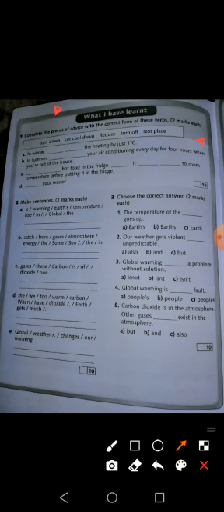Open your activity book, page 22. Here we have What I Have Learned during this unit, okay? So exercise number 1, complete the pieces of advice with the correct form of these verbs. You have to complete those sentences with the correct form of the verbs, okay?